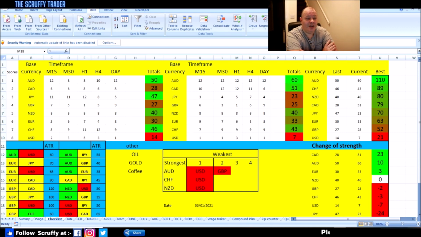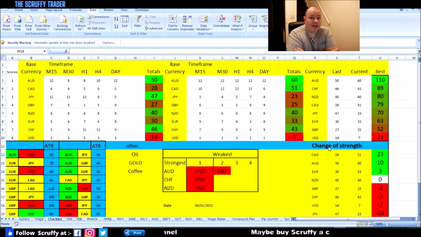The first thing I do every morning that I'm going to work is I do an overview of the strengths. Now the sheet you're seeing, if you've never seen it before, is nothing to do with direction. It is only to do with movement. What it works out is, it's taking an average over the last couple of days, sees what the change of strength is, which is the part that I'm most interested in, which is here. And then it tells me the strongest and the weakest currencies.